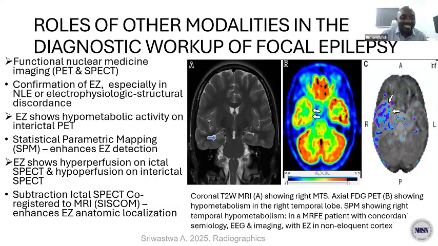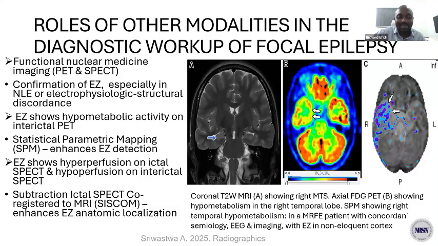Usually in PET, the epileptogenic zone shows up as an area of hypometabolism when there is no seizure. So it is usually obtained in the interictal period, not in the ictal period, because of the low temporal resolution of PET. There is also software called statistical parametric mapping, which integrates PET with MRI, and this has also been proven to enhance location detection of the epileptogenic zone.